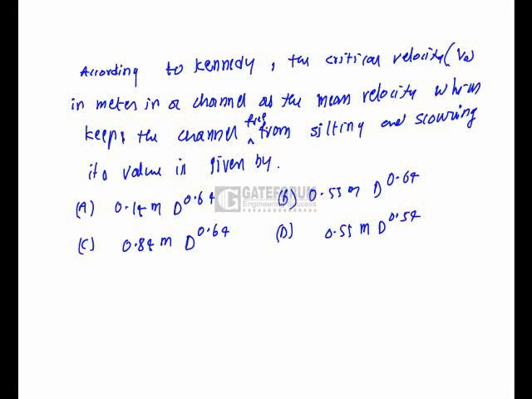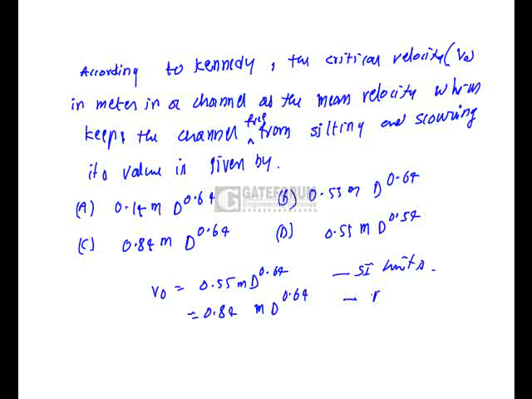Question is, according to Kennedy, the critical velocity V0 in meters per second in a channel is the mean velocity which keeps the channel free from silting. Its value is given by V0 = 0.55 D power 0.64 in SI units, whereas 0.84 D power 0.64 in FPS units, where D is the depth of flow.